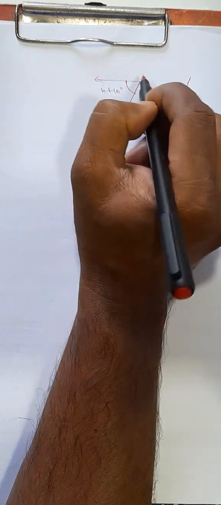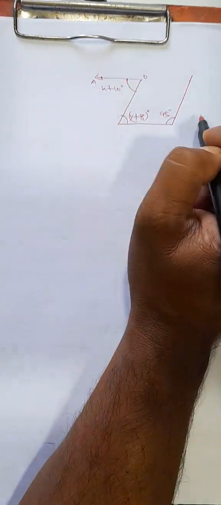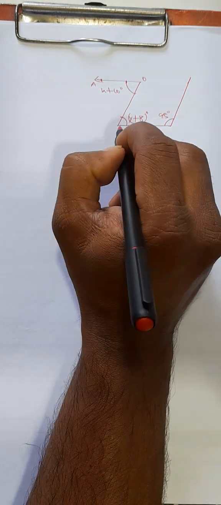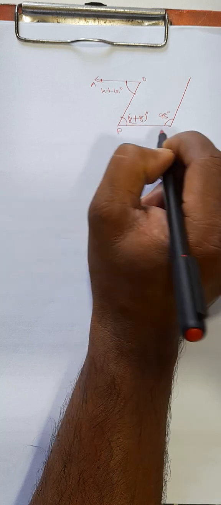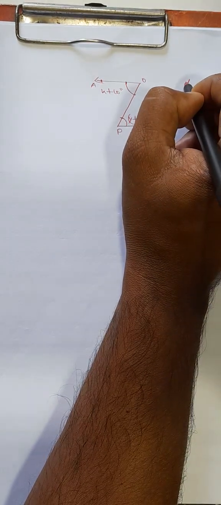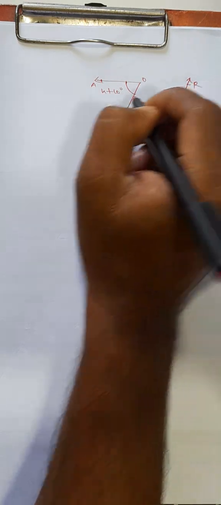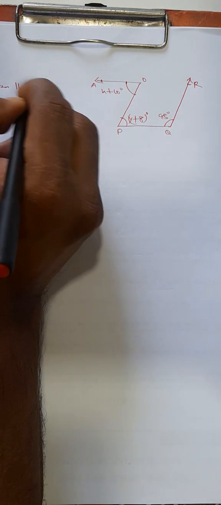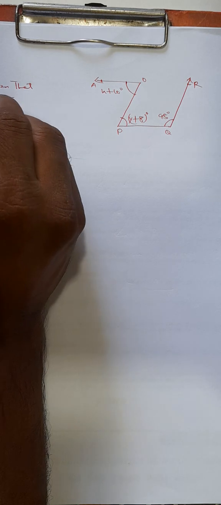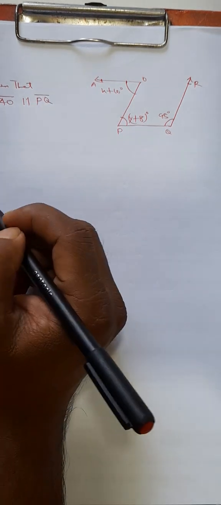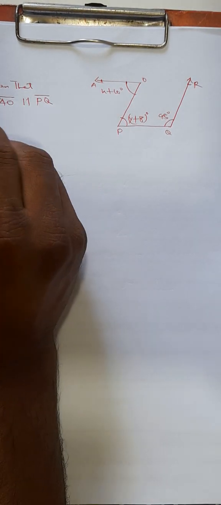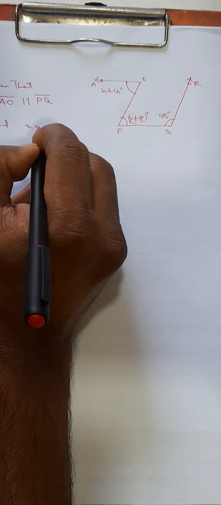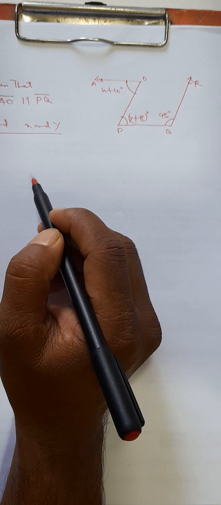So you are given that this ray, suppose OA, and this line, suppose PQ, and this is suppose ray R. You are given that ray OA is parallel to line segment PQ. This is given, right? Find x and y. You have to find x and y.